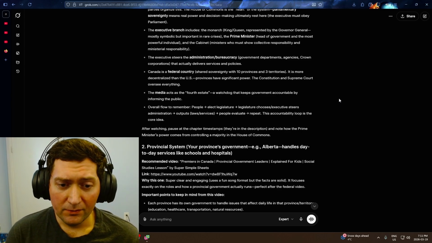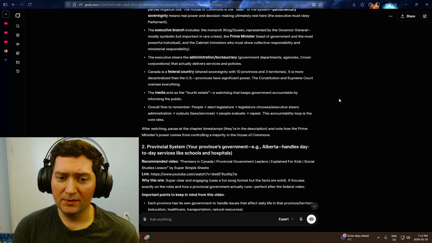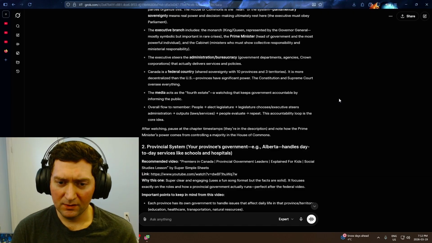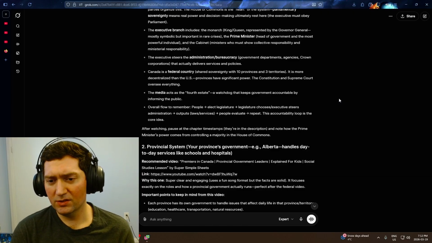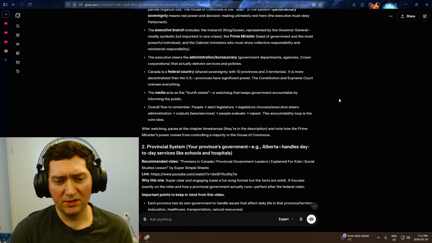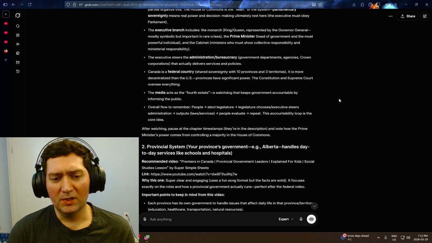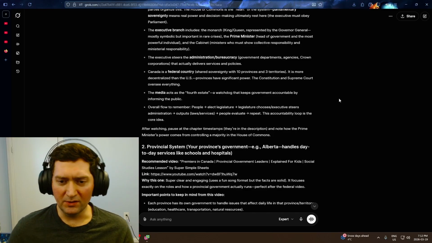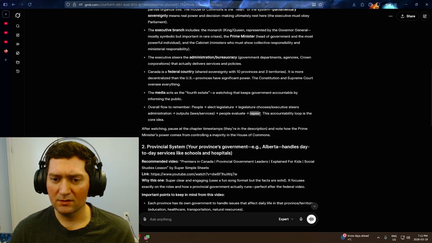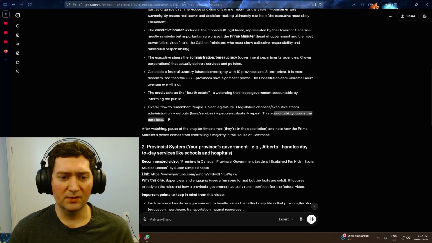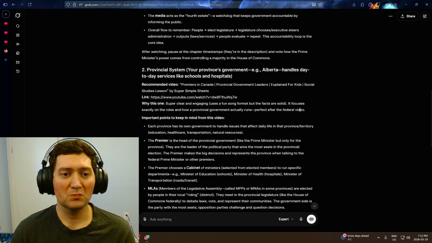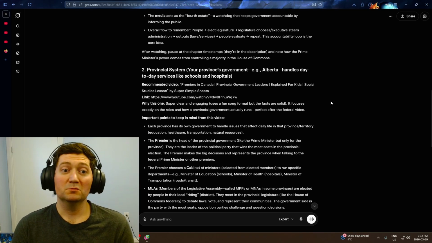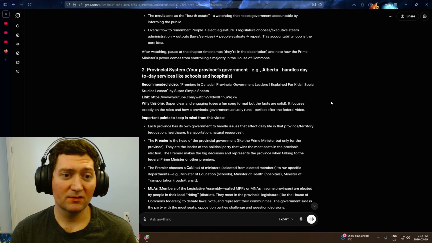Overall flow to remember: people elect the legislature, the legislature chooses the administration, the administration controls the outputs, the laws and the services, people evaluate, and they repeat each election cycle. This accountability loop is the core idea. Okay, well, seems to be working pretty well so far.